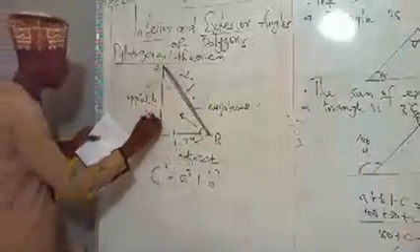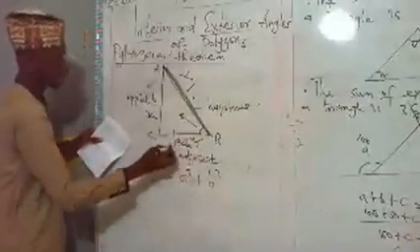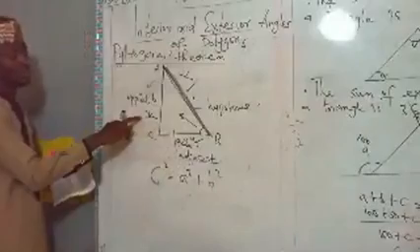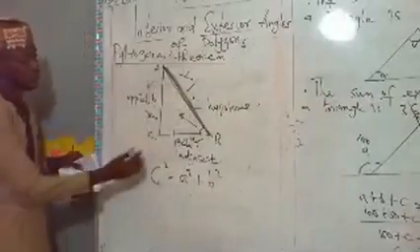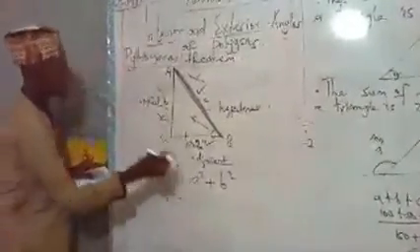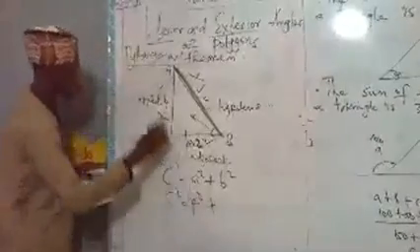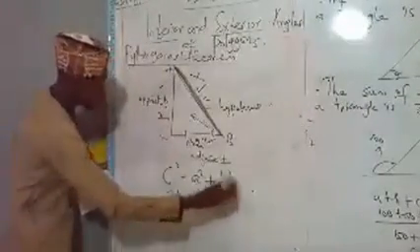Let this be 3 centimeters, and this be 4 centimeters. This is 4 centimeters, this is 3 centimeters. They ask you to look for this. What you just do is, the C is what you are looking for. Just put it: C square will be what? The 4 square plus the B square.